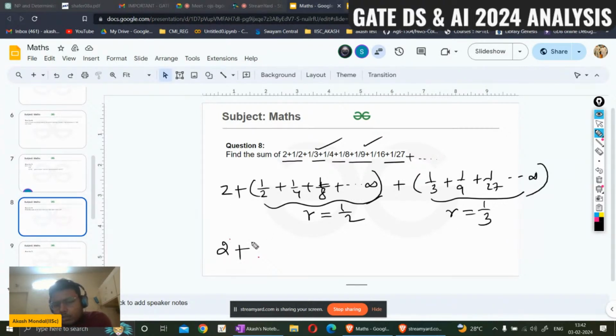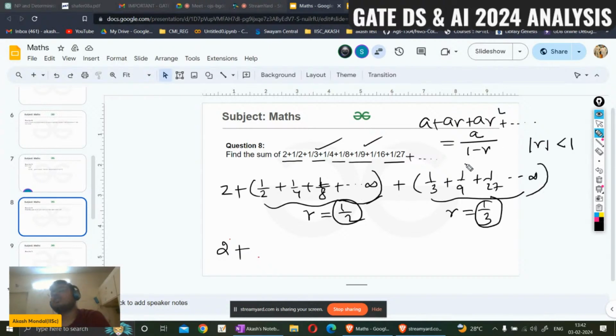So it's 2 plus, the formula for the GP series is A plus AR plus AR square plus so on. This is going to be A by 1 minus R, where the absolute value of R has to be less than 1. Here, obviously, 1/2 is less than 1 and 1/3 is also less than 1. So you can use this formula to solve this problem.